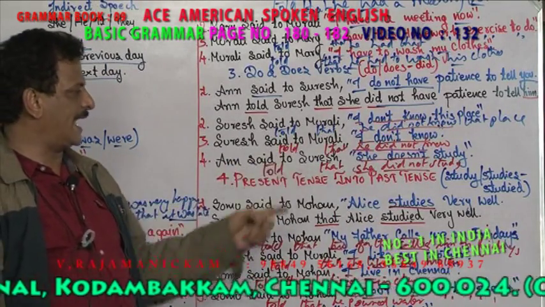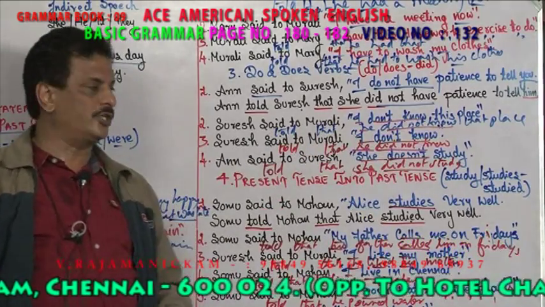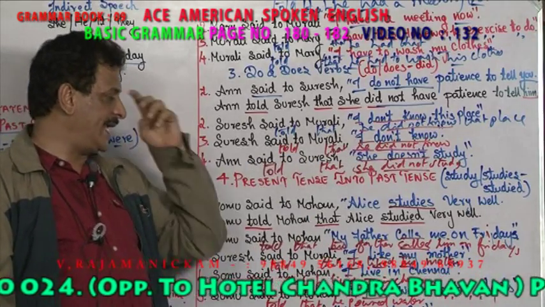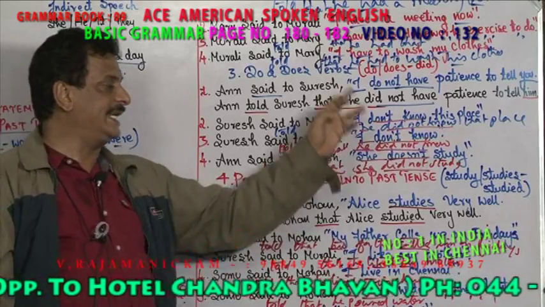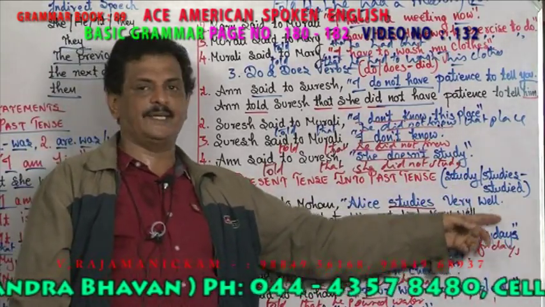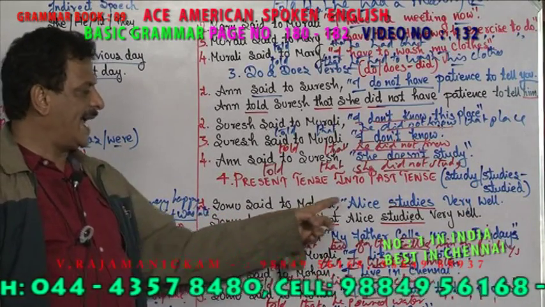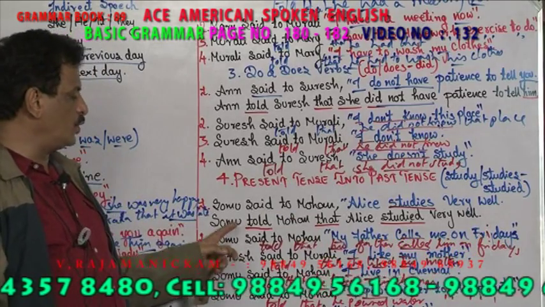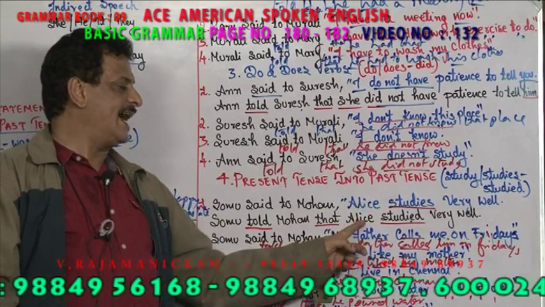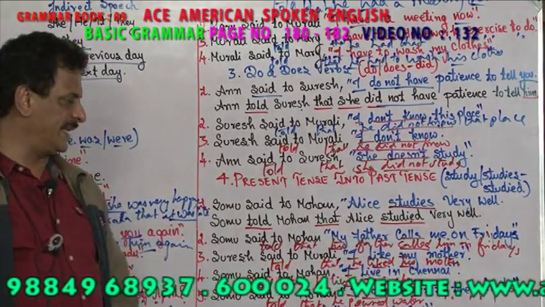Suresh said to Murali, I don't know. Suresh told Murali that he did not know. I do not know என்பது he did not know. Anu said to Suresh, she doesn't study. Anu told Suresh that she did not study. So present tense into past tense. Studies என்பது studied ஆக மாறிவிடுகிறது. Somu said to Mohan, Alai studies well. Somu told Mohan that Alai studied well, very well. Present tense past tense ஆக மாறிவிடுகிறது.